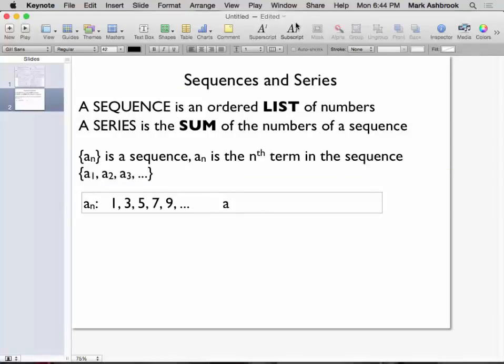So what do we say? A3 equals 5. A6 equals 11. Okay. So find a formula that is an expression of n that gives A sub n.